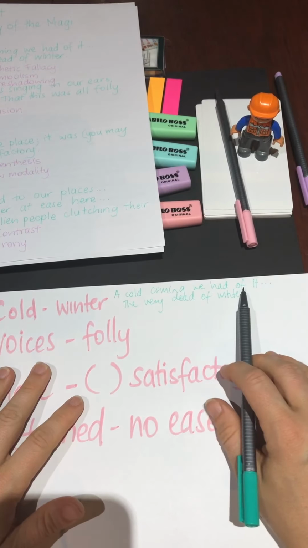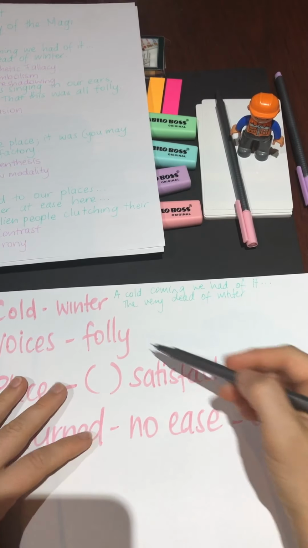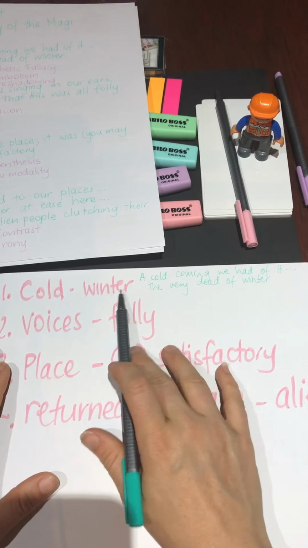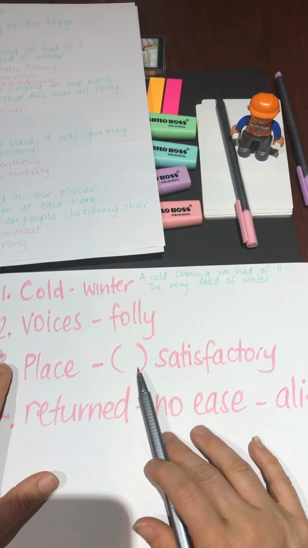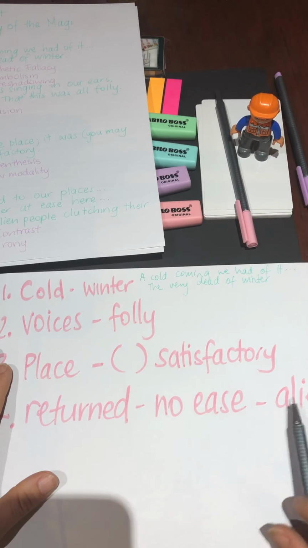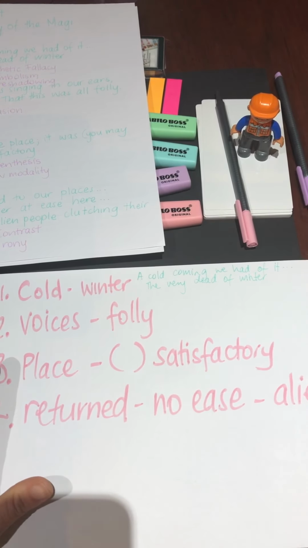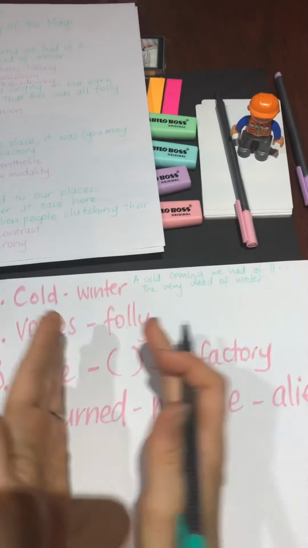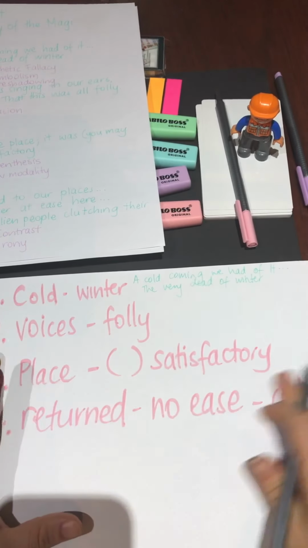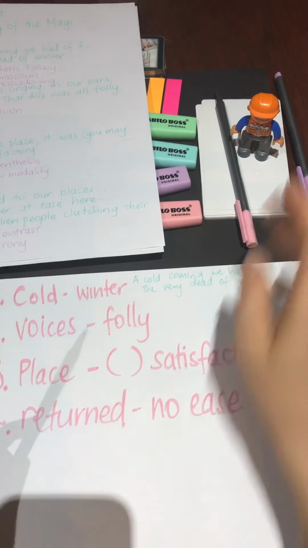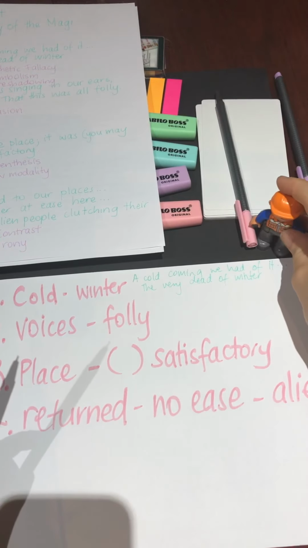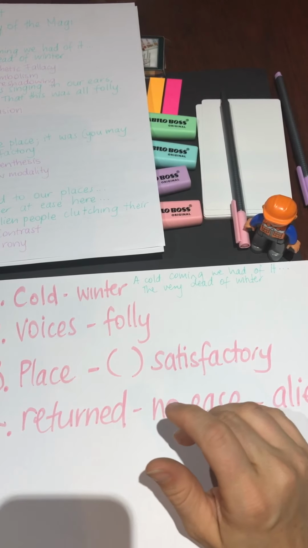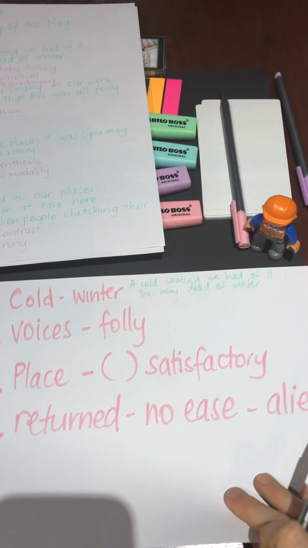A cold coming we had of it, the very dead of winter. And I would keep going through each of these over and over, breaking it down. Cold, winter, voices, folly, place, parentheses, satisfactory, returned, no longer at ease, to an alien people clutching their gods. So condense, expand, condense, expand. This is far more simple than the method of Loki. This may seem redundant, but I am actually attaching a visual image to these particular ideas. So that's another option that you can use.